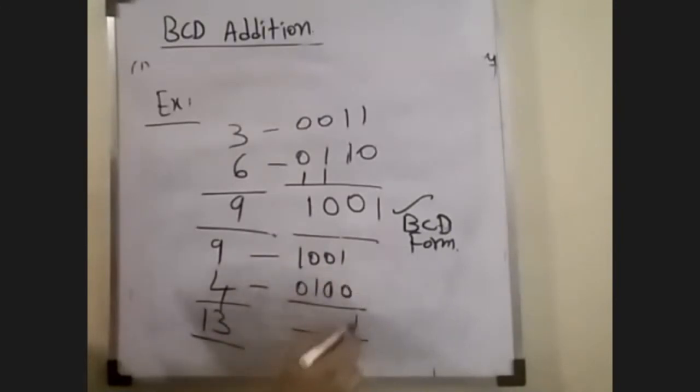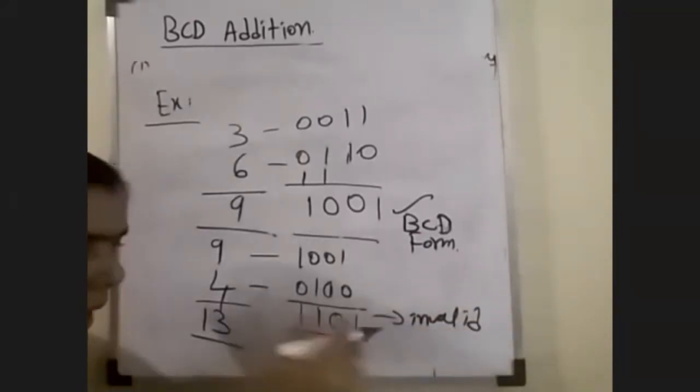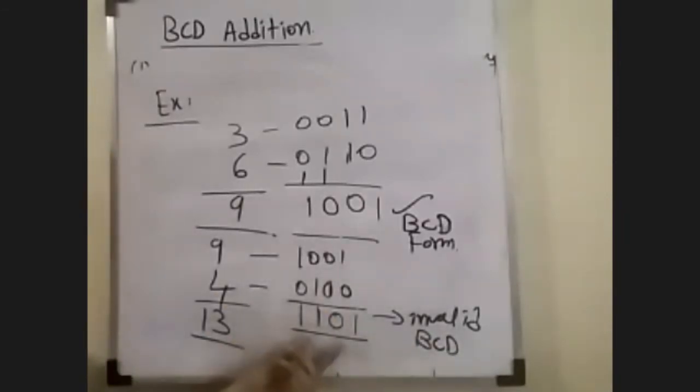1 plus 0, 1. 0 plus 0, 0. 0 plus 1, 1. 1 plus 0, 1. So is it correct? No. Then take the third step. If the 4-bit sum is greater than 9, yes, this value is greater than 9, right? Then this is an invalid BCD. Why? Because this value is greater than 9. So that's why it is an invalid BCD.